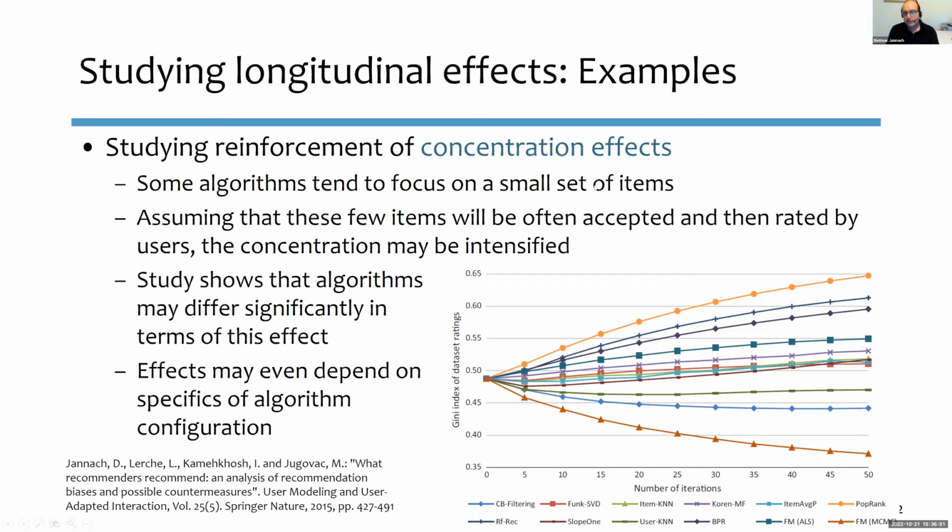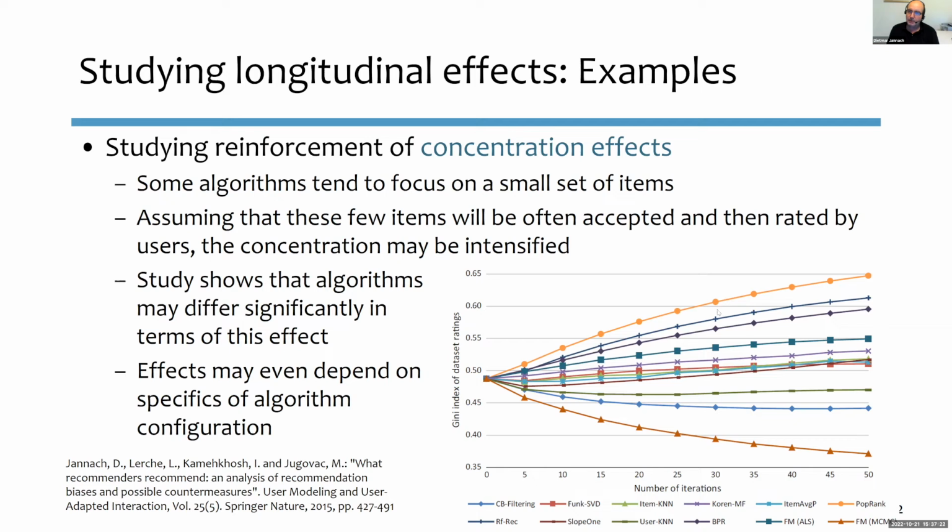And what this figure shows, the details are not important to understand. All these lines stand for different algorithms. We have as a measure the Gini index, which is a measure of inequality, which measures the distribution, whether there's a concentration on a small set of items, or if a recommender has a broader spectrum, and how this develops over time. And the important message of this figure is there are some algorithms, like PopRank, the orange one, that just recommend more or less the same to everyone.